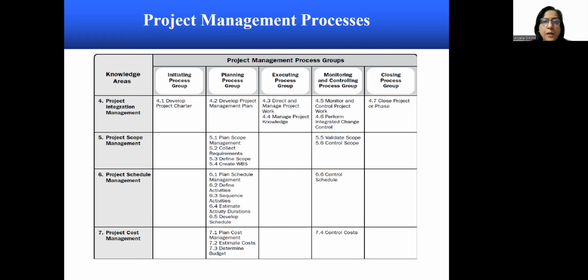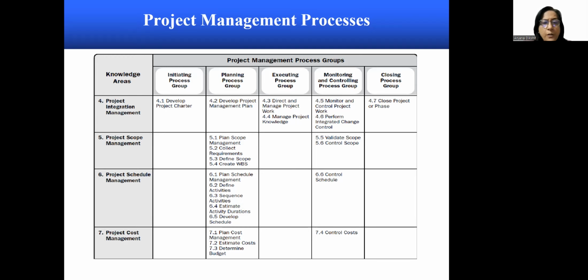WBS means work breakdown structures. And there are 2 processes under the monitoring and control process group, namely validate scope and control scope. Under the project schedule management knowledge area, we have 5 processes under the planning process group. That is plan schedule management, define activities, sequence activities, estimate activity durations, and develop schedule. Under the monitoring and control process group, there is 1 process, which is control schedule.